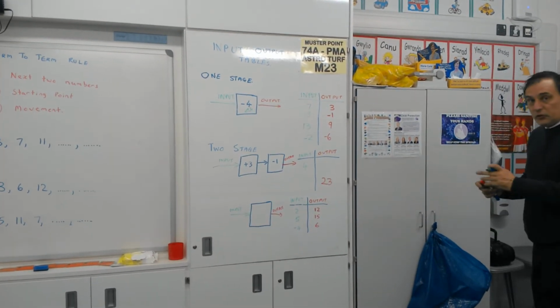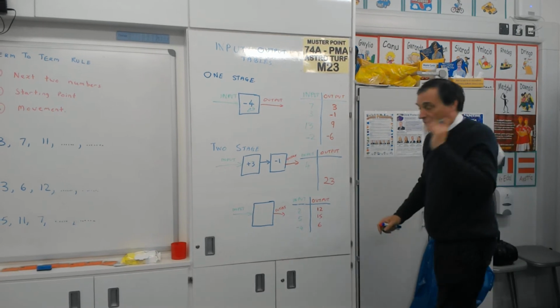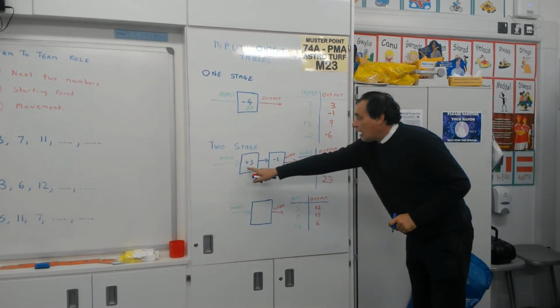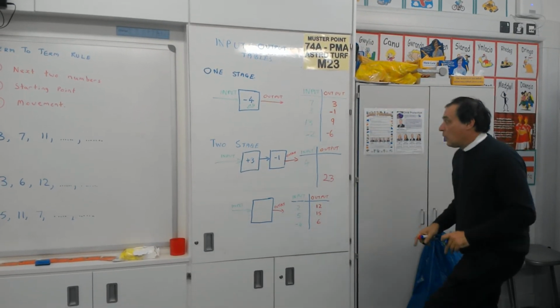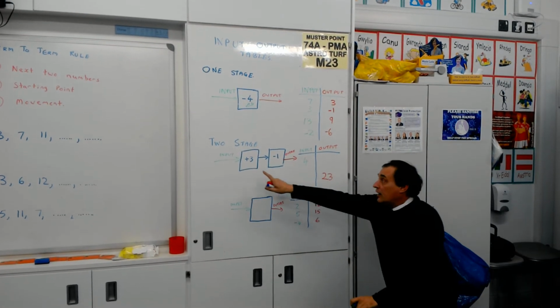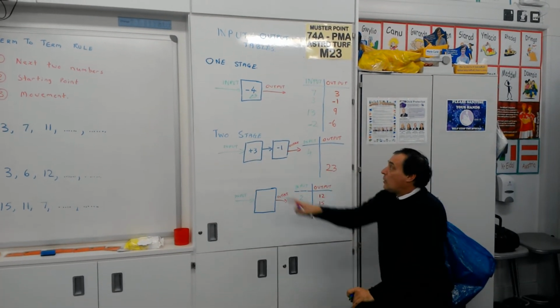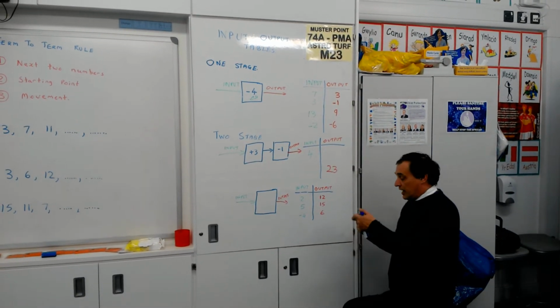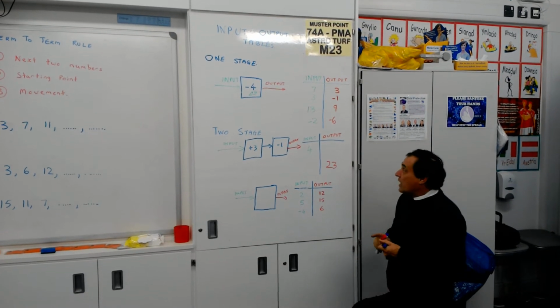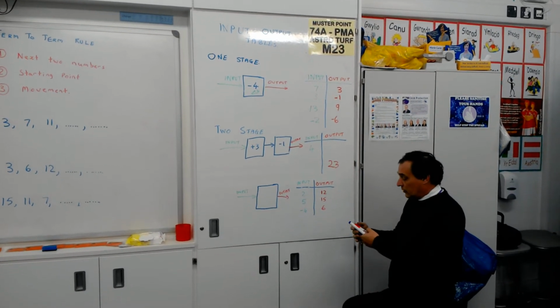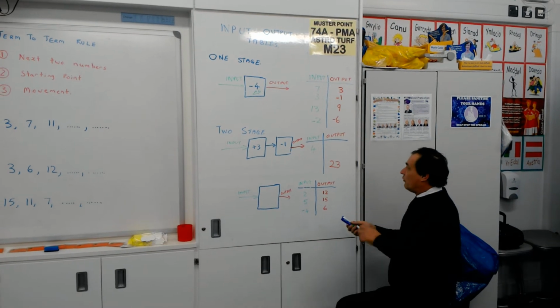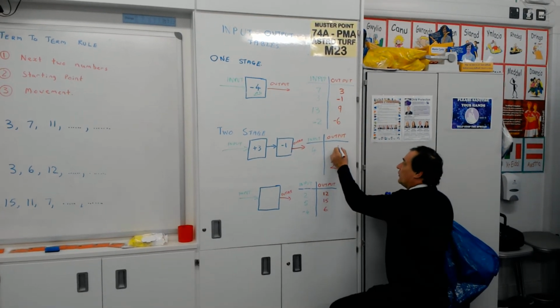But now I've got a two-stage one, so I've got 2 things to think of here. I'm going to have +3 and then take away 1. So I start with my 4 going in. So 4 plus 3 is going to be 7. Take away 1 is then going to be 6. So 4 plus 3 take 1 leaves us with 6.